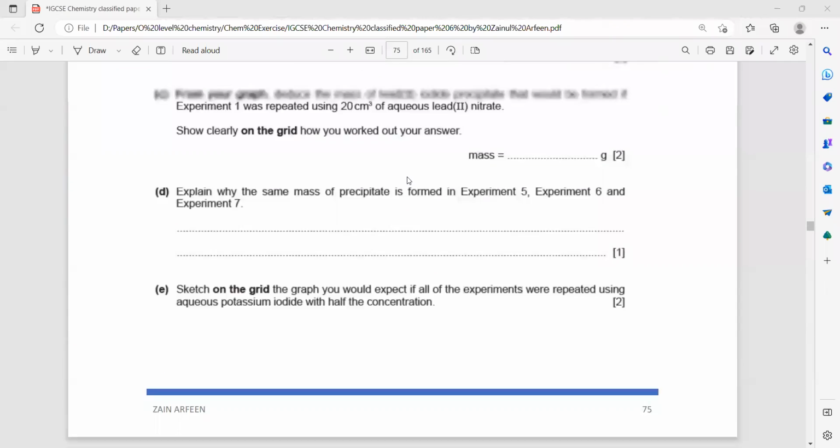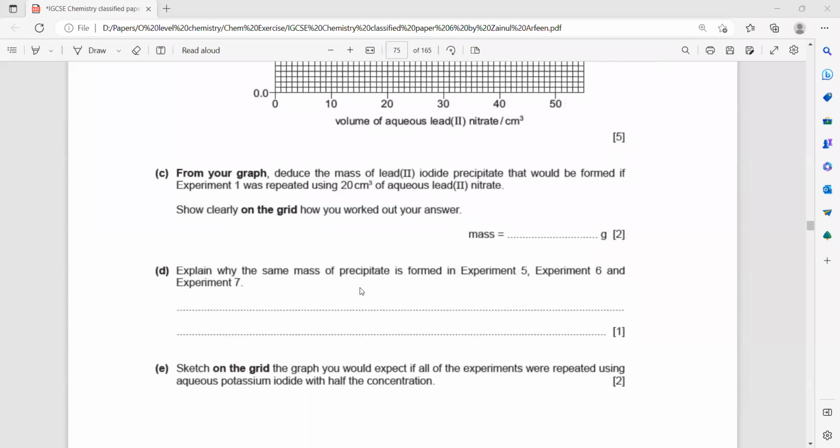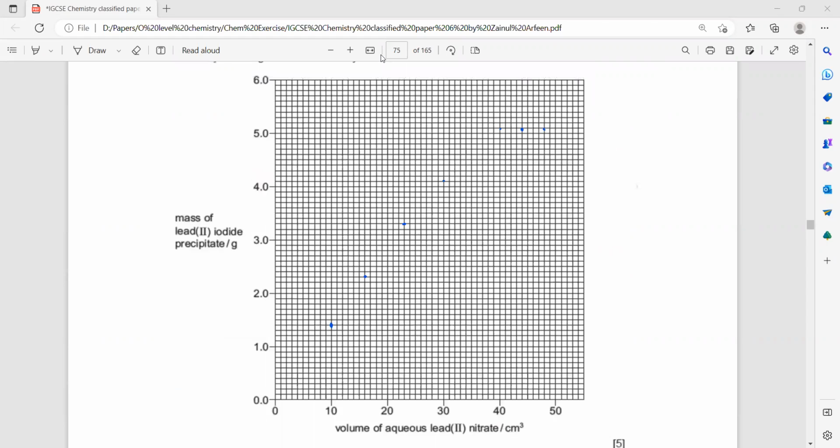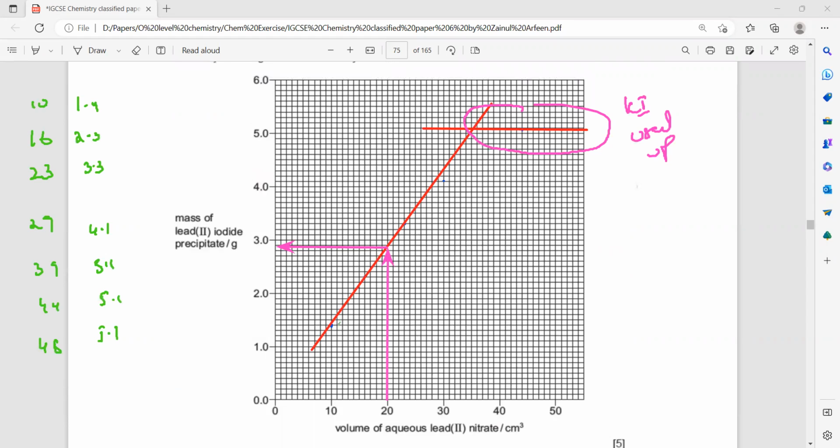The next is: sketch on the grid the graph you would expect if all the experiments were repeated using aqueous potassium iodide with half the concentration. Look, if we use half the concentration, what will be the effect on the result? It will be less steep. And the total mass of precipitate which will be formed will become half. What is the maximum mass of precipitate formed here? It is 5.1. So it won't be 5.1, it will be half of it.